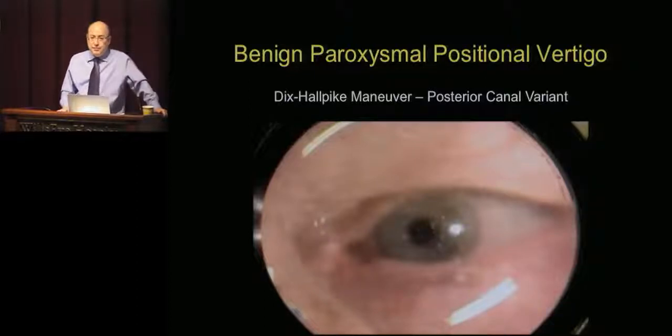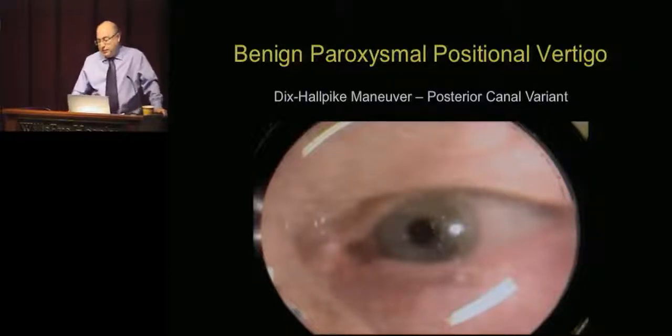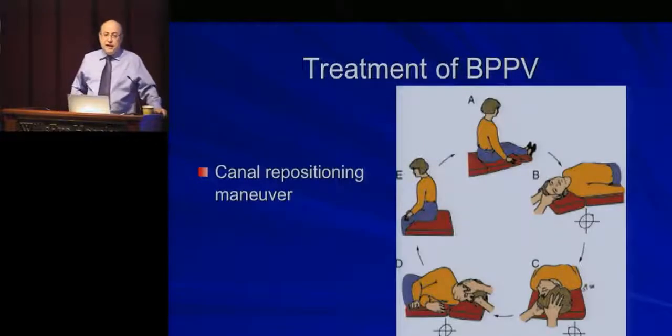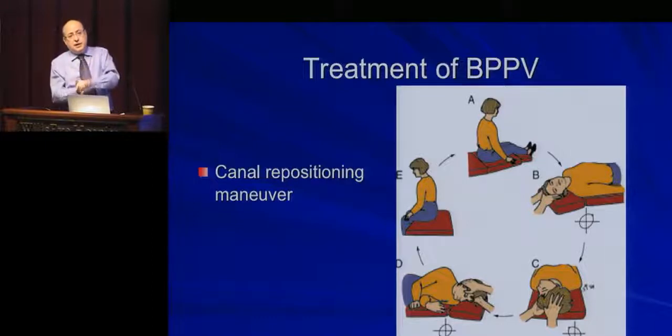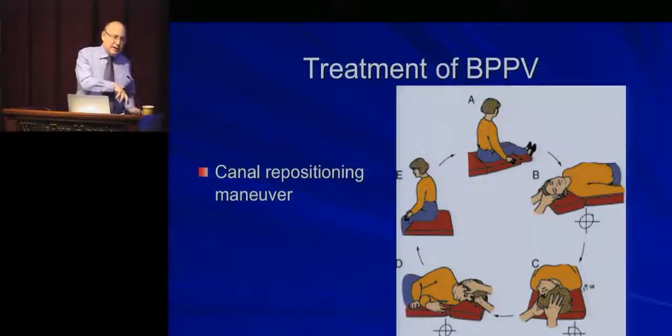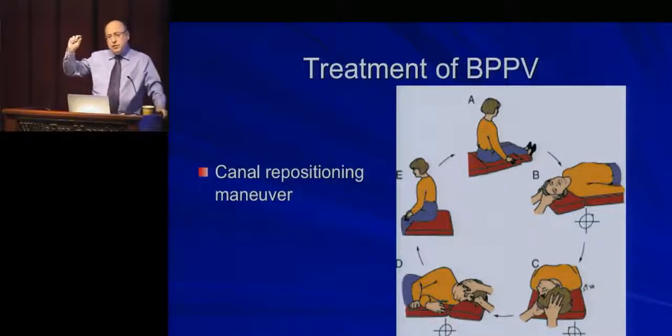Well, number one, it's benign. Number two, there's a treatment. The treatment is the canal repositioning maneuver, or the modified Epley maneuver. What you do is you put them through these positions. We won't go through it in detail, but you start with the Dix-Hallpike maneuver, and then by turning the head 180 degrees and then even further down and then sitting them up, what you've essentially done is move those loose stones from the posterior semicircular canal, out of the canal, into the vestibule where they can't cause the problem anymore.